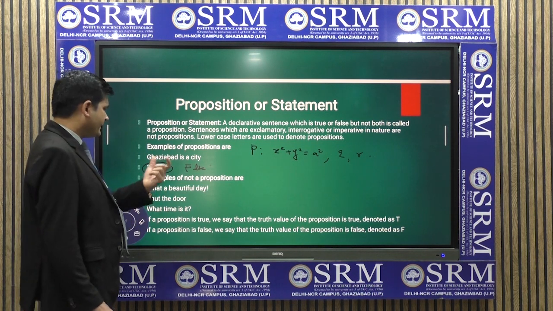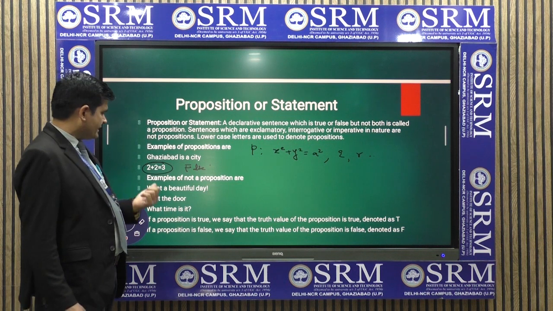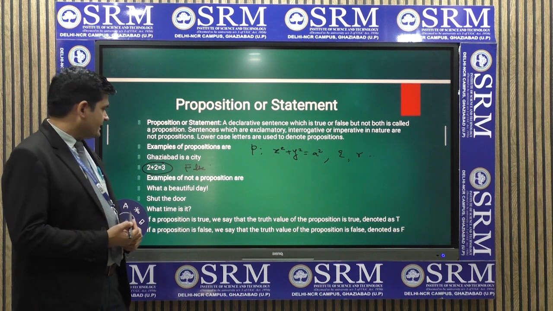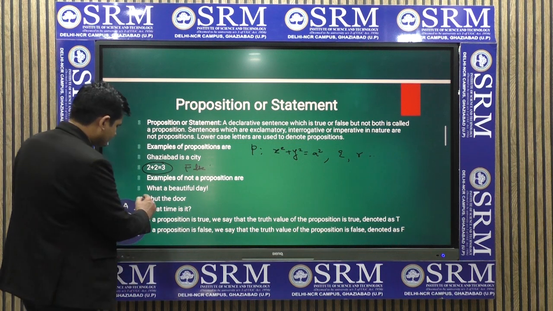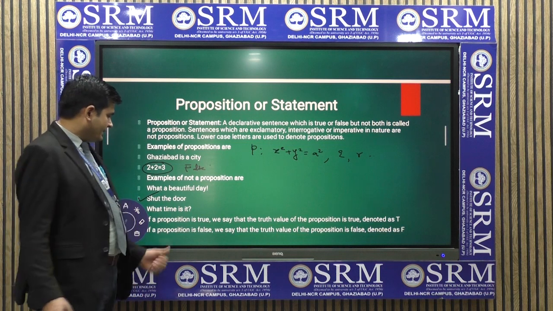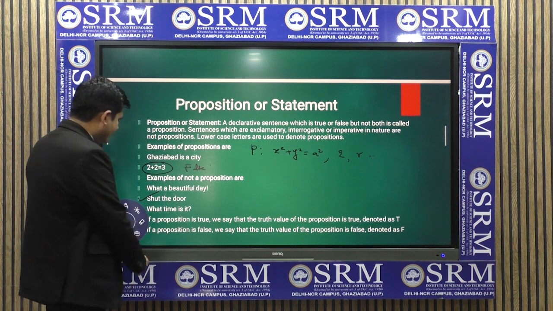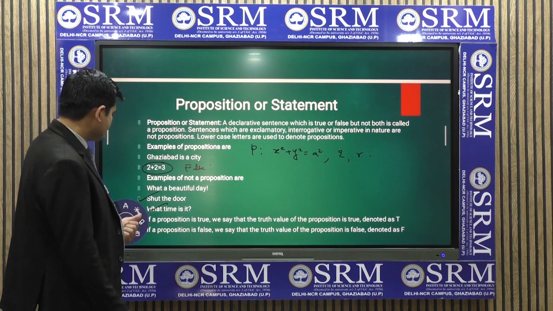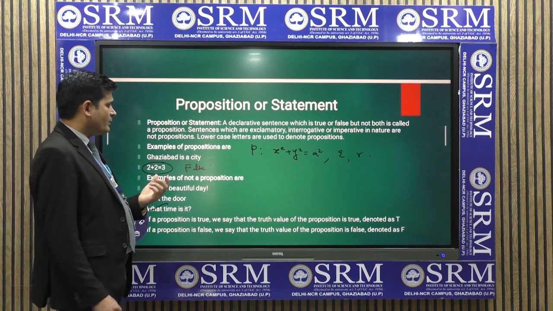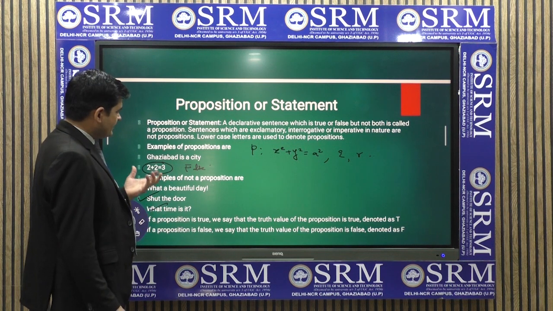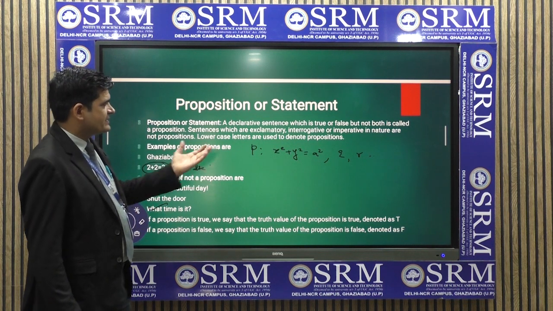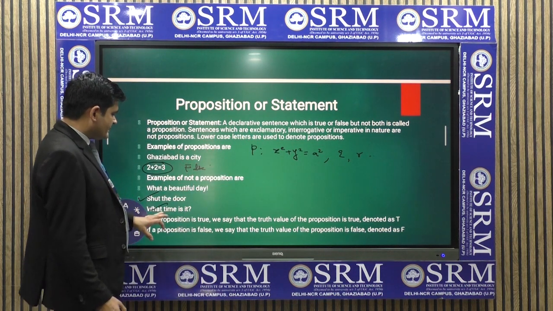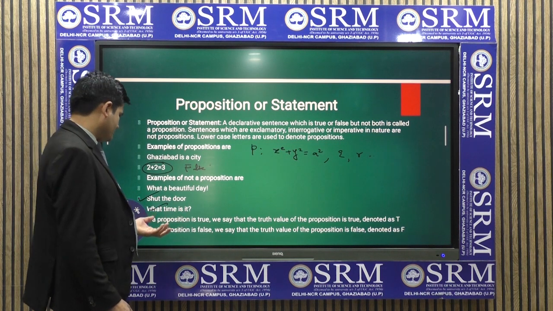Further, examples which are not prepositions are: what a beautiful day. This is an exclamatory sentence, and you will not say this is a preposition. Shut the door. This is a command type sentence, also not a preposition. What time is it? This is an interrogative sentence, which is also not a preposition. So student, you should take care that when your sentence is exclamatory, interrogative or imperative in nature, such sentences are not prepositions.